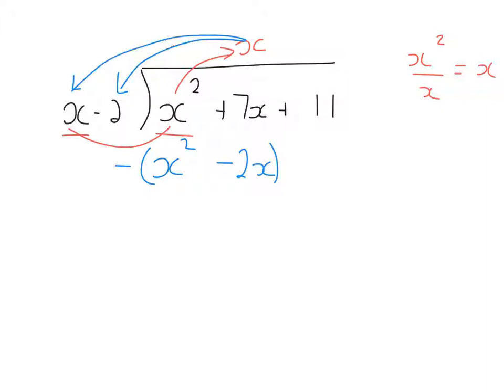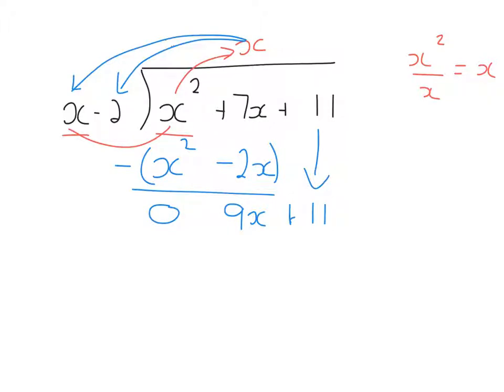All right, so writing underneath here, x squared take away x squared is going to be just 0. I'll put a little line here and we'll make 0. And then 7x plus 2x is going to be 9x. All right, now the next thing we need to do is to bring down this 11 so that we've got a complete couple of terms to work with.